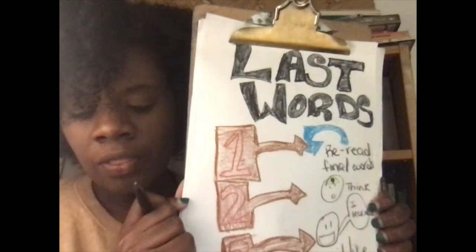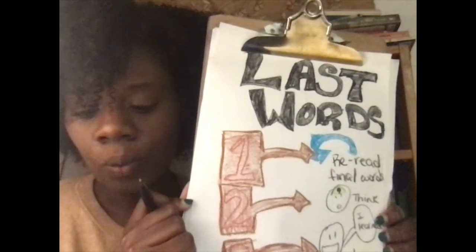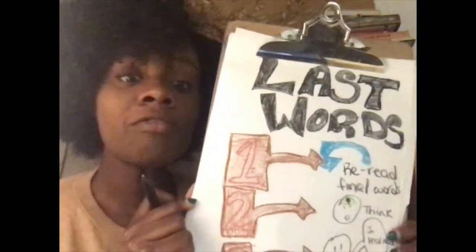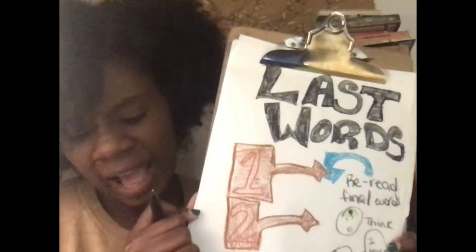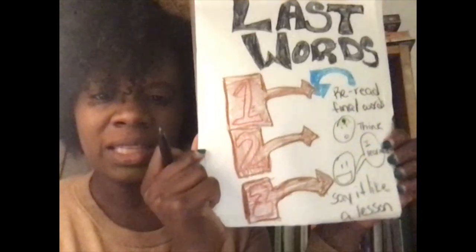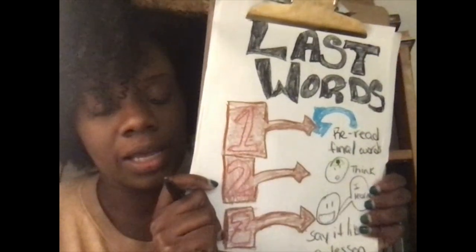The end of the book is often where the author wraps it all up, right? Sometimes it's the narrator, sometimes it's a character, but often somebody will say something at the end of the book, and those last words leave us with the message that the author wanted us to get from the story. That's what I want us to think about today.